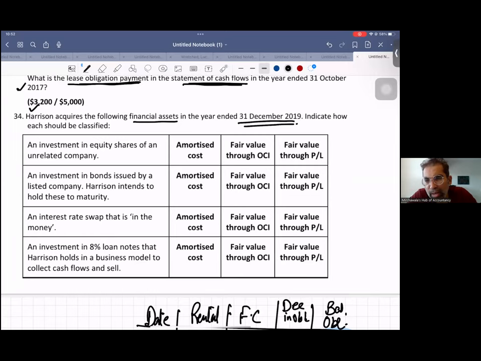Listen. When you buy equity shares, it's a financial asset and you have two classes, fair value through P&L and fair value through OCI. But for fair value through OCI, you need to do an election, and if there is nothing written about election, then this is the default category. That's why I'm going to take fair value through P&L.